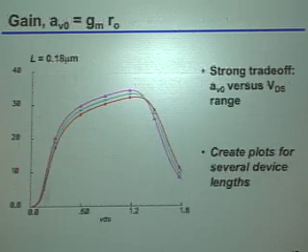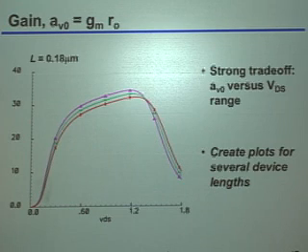Okay, so once you use that circuit, what you're going to get back is a plot that looks something like this, right? So perhaps not too surprisingly, as you sweep that VDS, there's a really strong trade-off between what the actual VDS is and how much intrinsic gain you can actually guarantee out of the device.